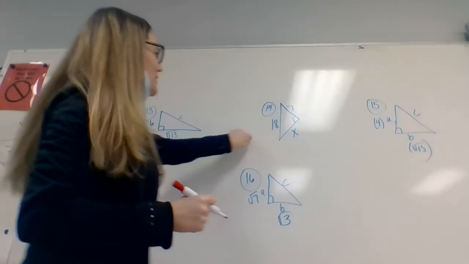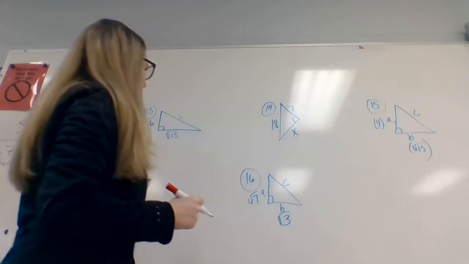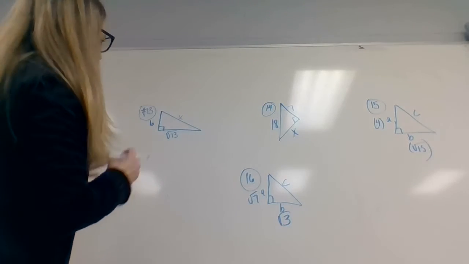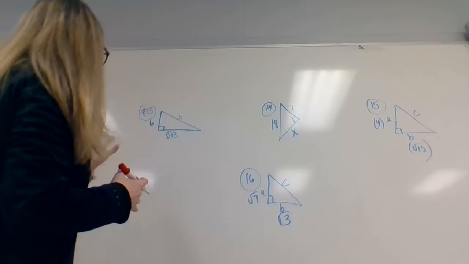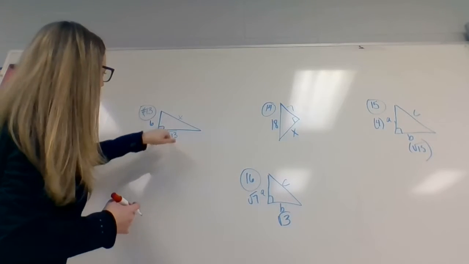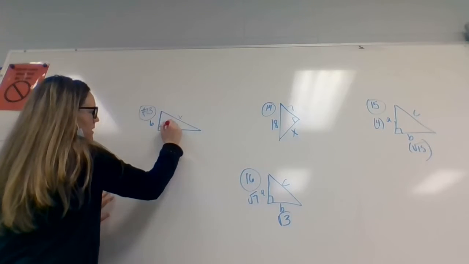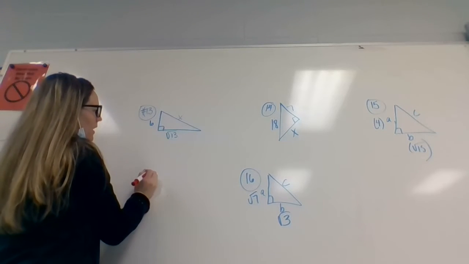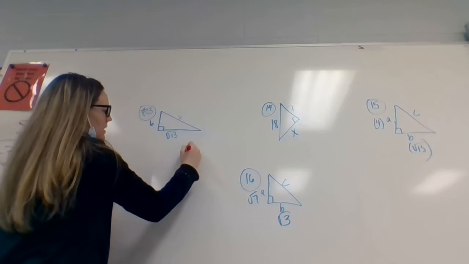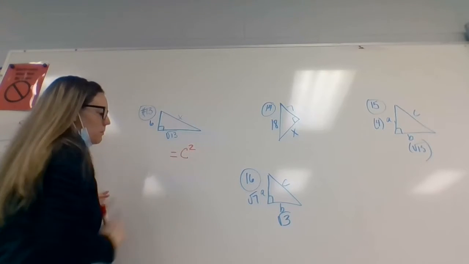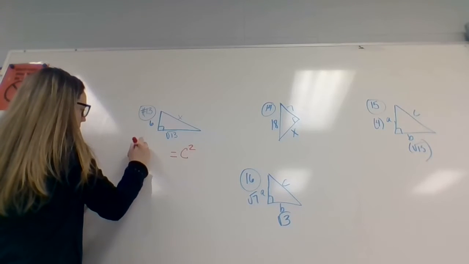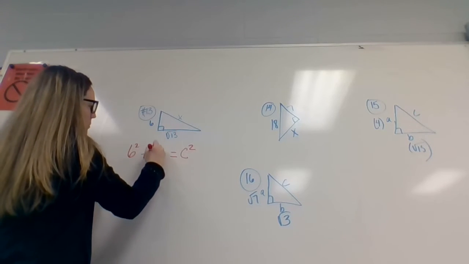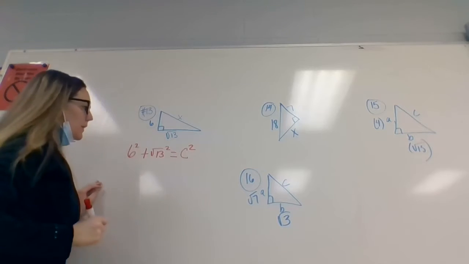For numbers 13, 14, 15, and 16, I'm asking you to find either the hypotenuse or the leg. So you're using the Pythagorean theorem, and we're also mixing in those radicals. So for number 13, I'm looking for the hypotenuse because I'm looking for the side directly across from my right angle. So I know that in this case, I'm looking for c squared. So I'm going to set it up as that. And then I have my 6 over here. So 6 squared plus my root 13 squared.